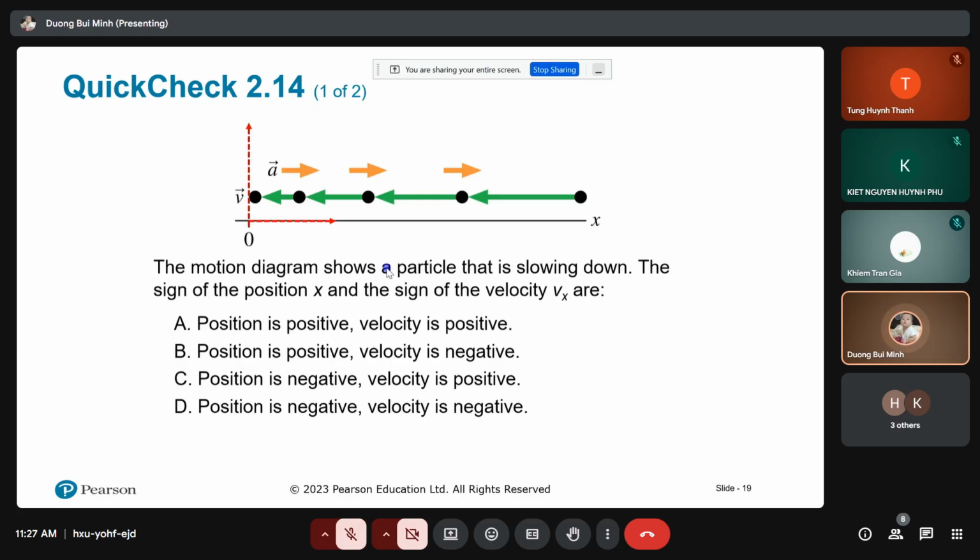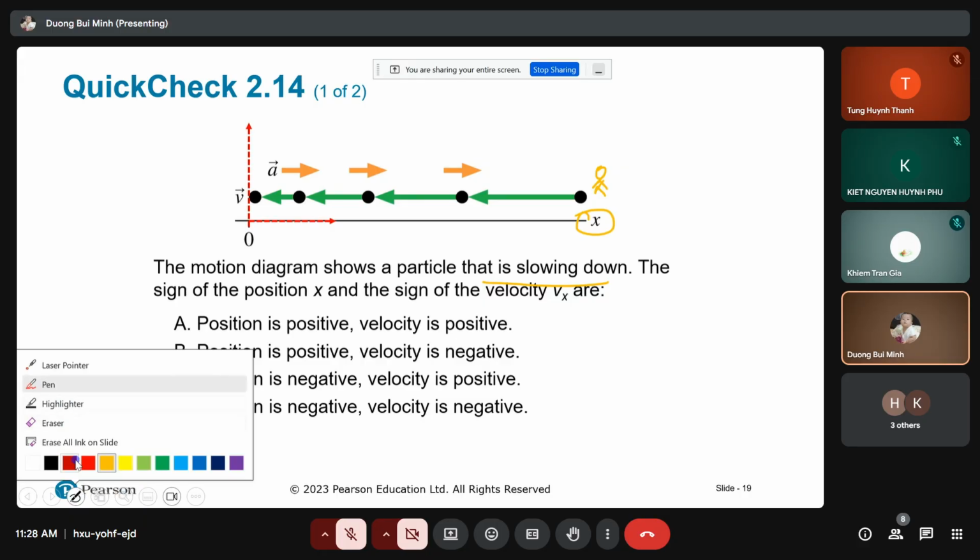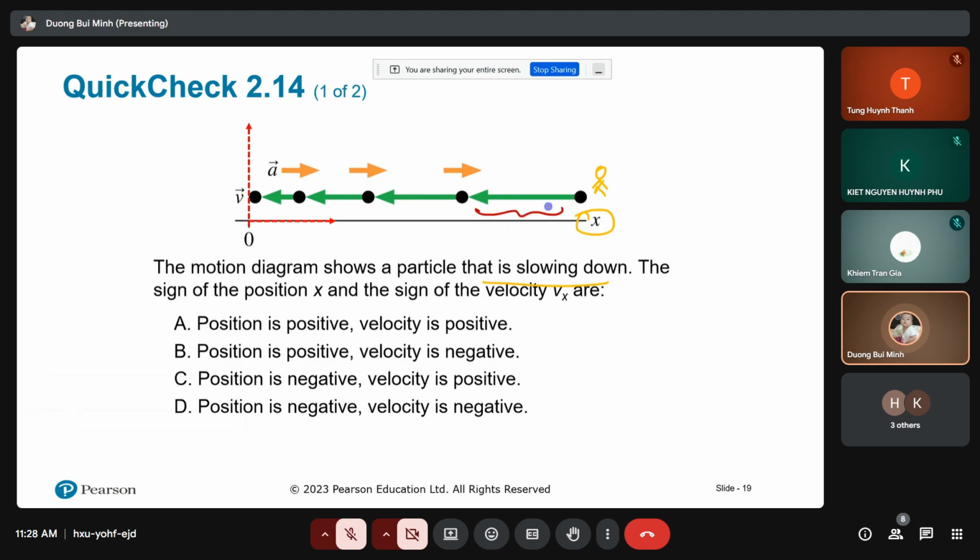This motion diagram shows a particle that is slowing down. This is X, right? And we stay here. If we stay here, you can see delta x1 is higher than delta x2 because this is x, right? And delta x2 is higher than delta x3 and higher than delta x4.